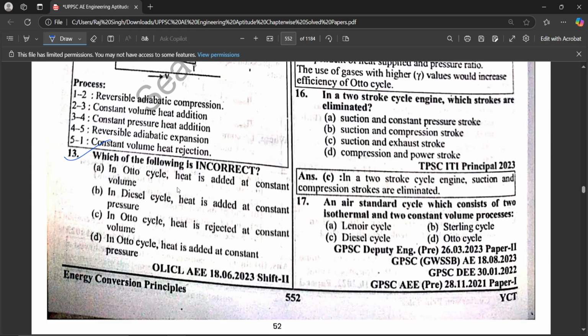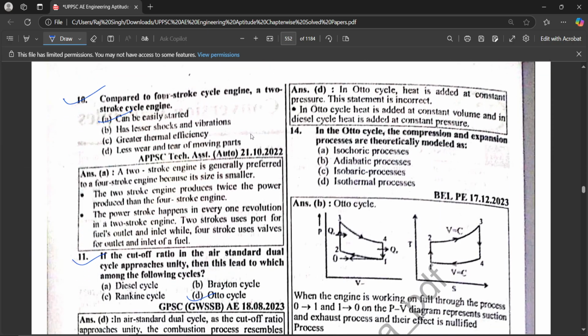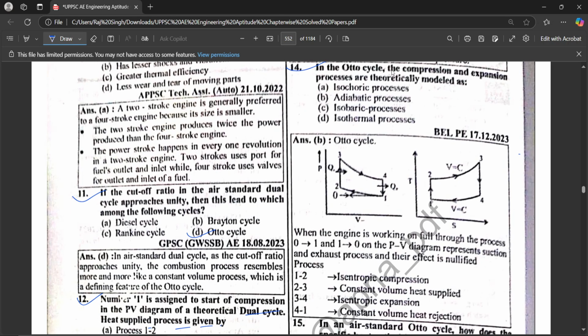तो ऑटो साइकिल में हीट इज एडेड एट कांस्टेंट वॉल्यूम सही है, डीजल इंजन हीट इज एडेड एट कांस्टेंट प्रेशर सही है, ऑटो साइकिल हीट इज रिजेक्टेड एट कांस्टेंट वॉल्यूम सही है। तो ये आपका ऑटो साइकिल हीट इज एडेड एट कांस्टेंट प्रेशर, ये आपका गलत है। ठीक है, नेक्स्ट क्वेश्चन देखते हैं, in the Otto cycle the compression and expansion processes are theoretical model as which is the adiabatic process.